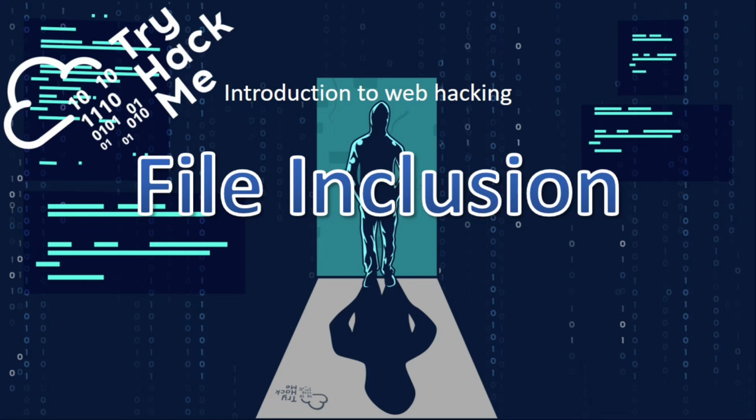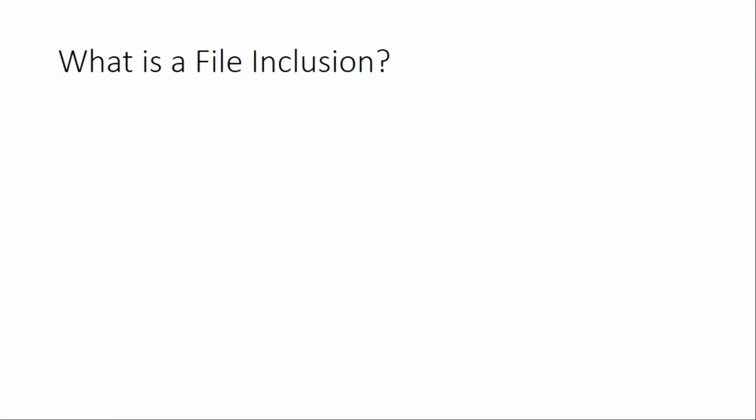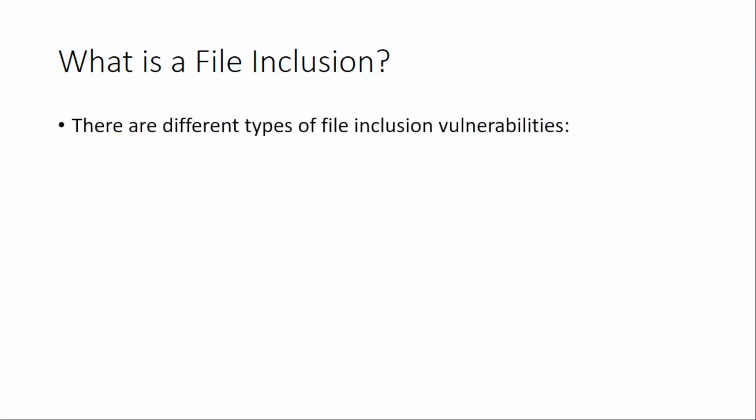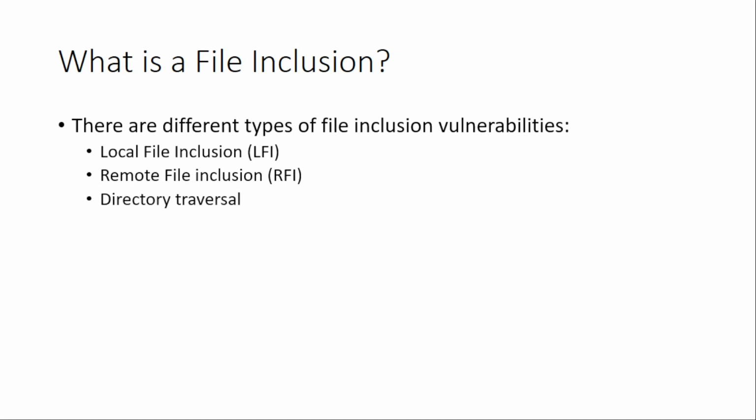Everyone! So today's video will be talking about file inclusion. File inclusion is a vulnerability that is, like its name says, about including files. But there are about 3 different types of file inclusion vulnerabilities. One is local file inclusion, or LFI. The second is remote file inclusion, or RFI, and the third is directory traversal.